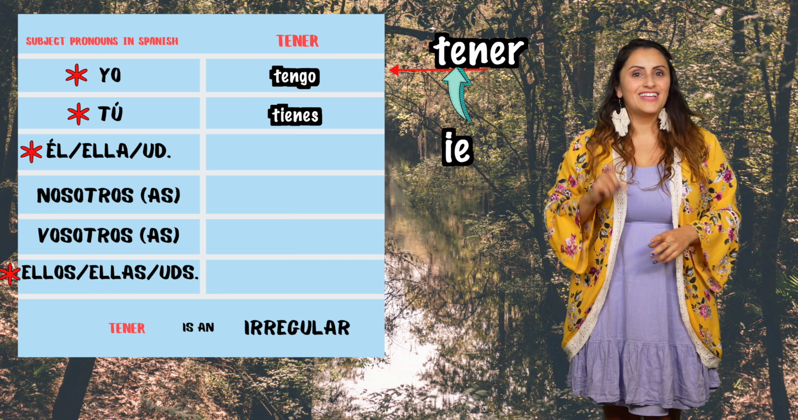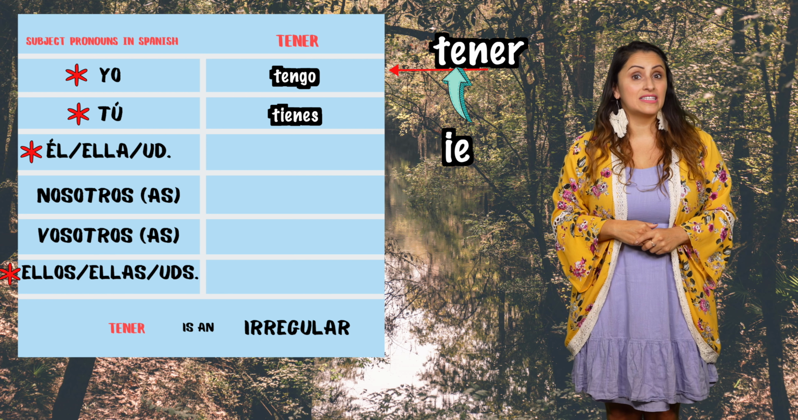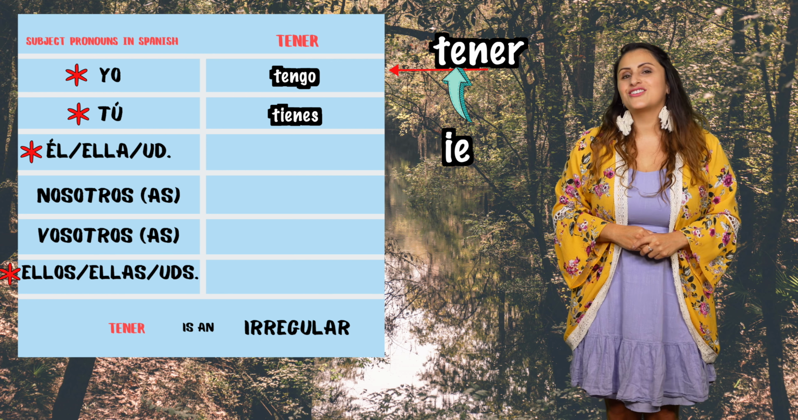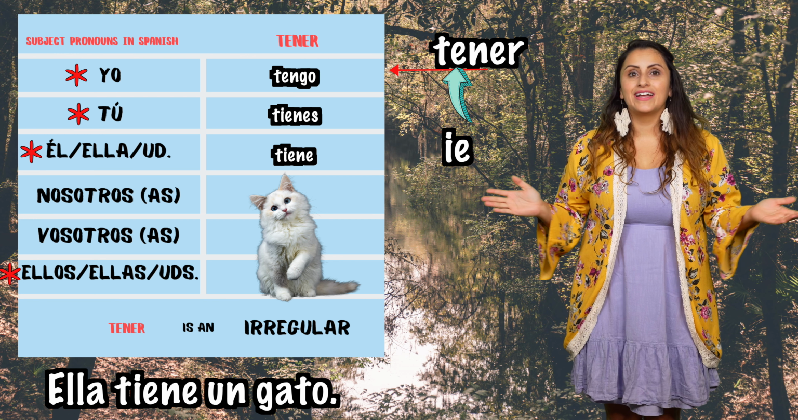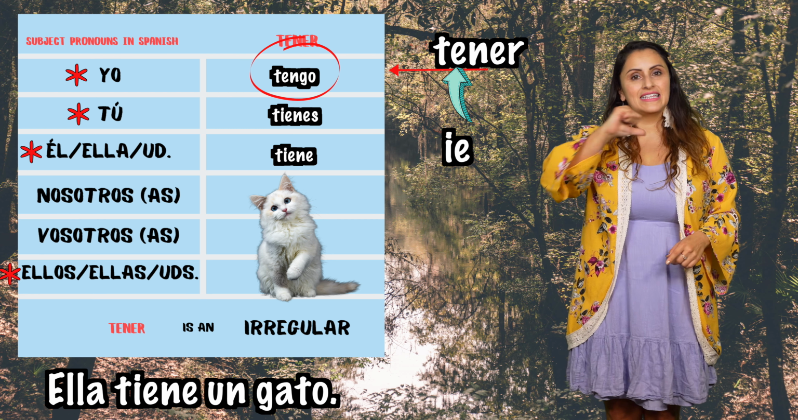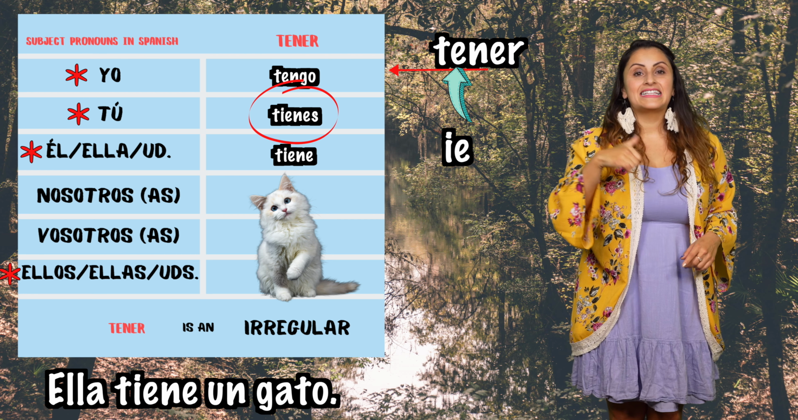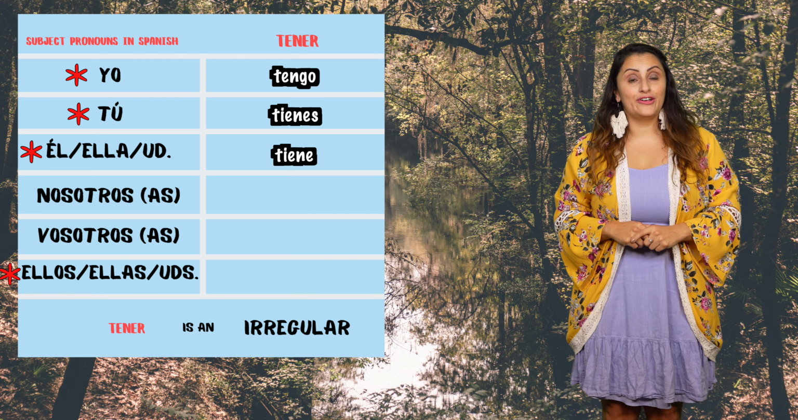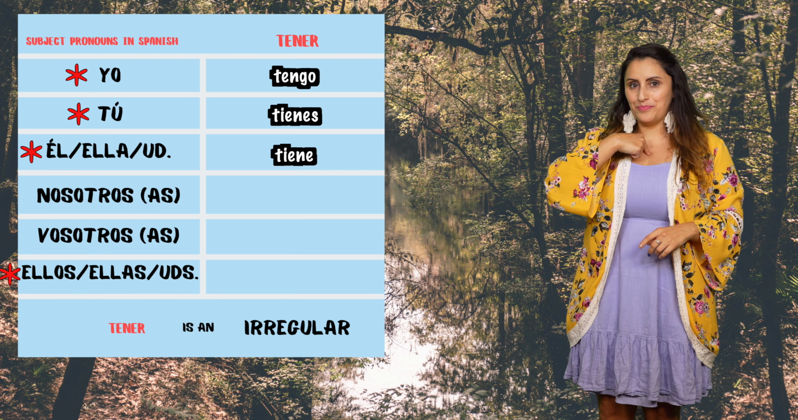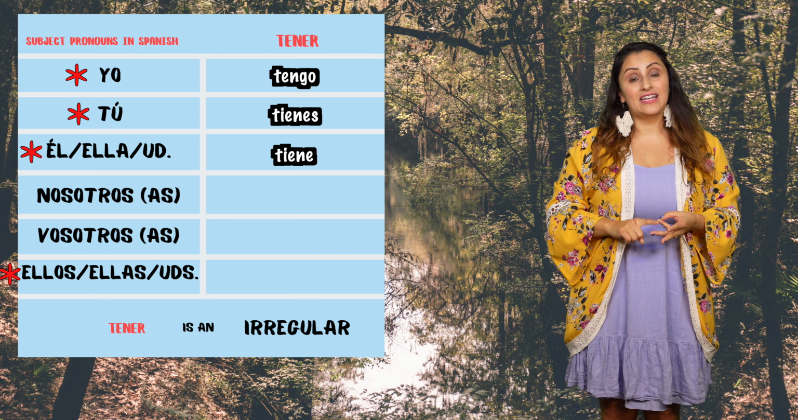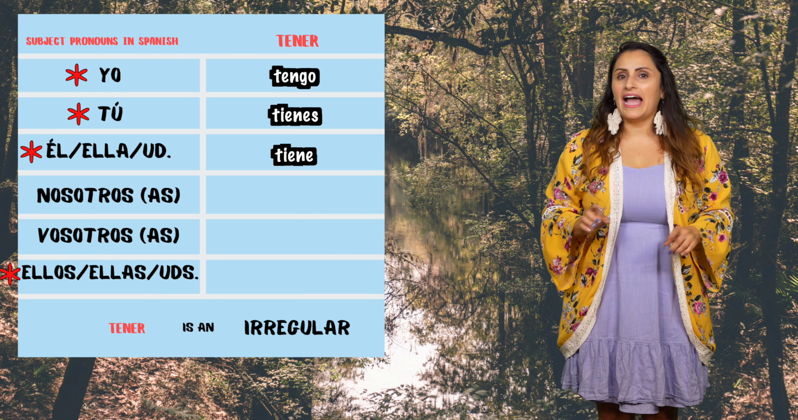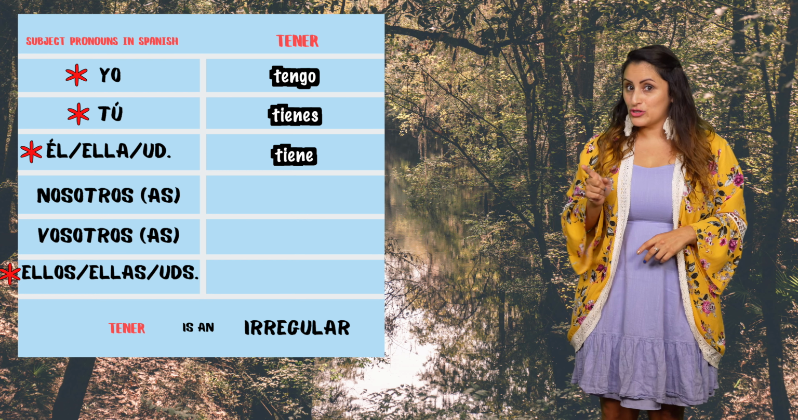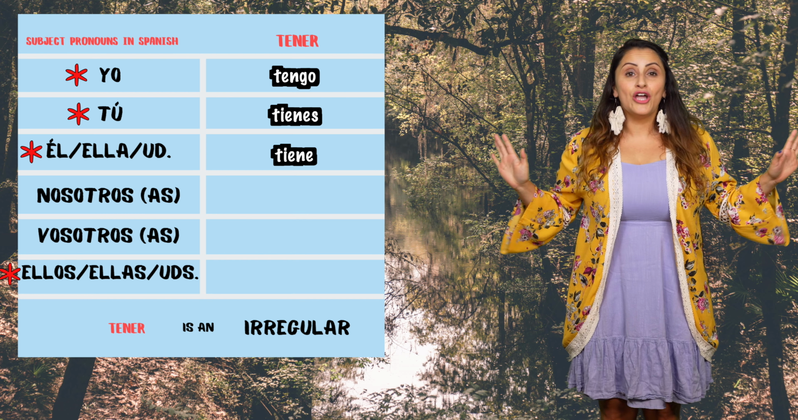Él, ella, and usted, you already know that it also has a change in the stem. So the correct conjugation is tiene. Ella tiene un gato. So again, we have tengo, tienes, tiene. We said a little bit earlier that some of the changes happen in the yo form, the tú form, the él, ella, and usted form, and the ellos, ellas, and ustedes. But notice how I never said there were any changes in the nosotros or the vosotros, because there's no change there.